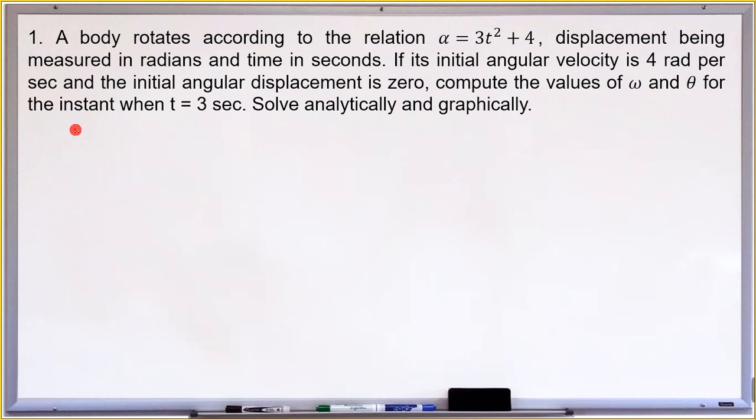So let's start with the analytical method. But before that, let's list the givens. We have the function of our angular acceleration, 3t squared plus 4. Then we have the initial angular velocity, which we denote by small w with a subscript 0, that is 4 rad per second. We also have the initial angular displacement, theta not equals 0. And then the time is equal to 3 seconds.